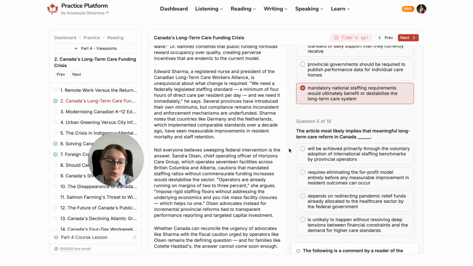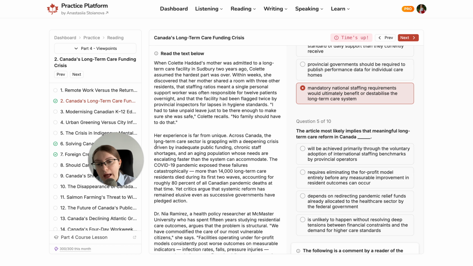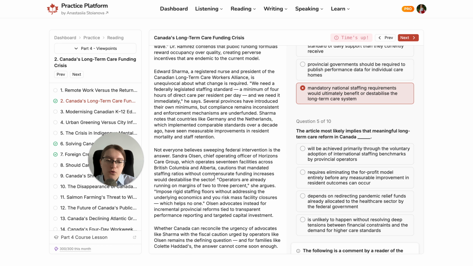So you see here, the article most likely implies that meaningful long-term care reform in Canada. And usually, for this one, we need to go back, we need to read the last paragraph, maybe go back to the first ones, just overall understanding, and the question about implication. So meaning it's not directly stated, but more like the article is hinting. And read the closing sentence carefully here. You may want to pause the video.